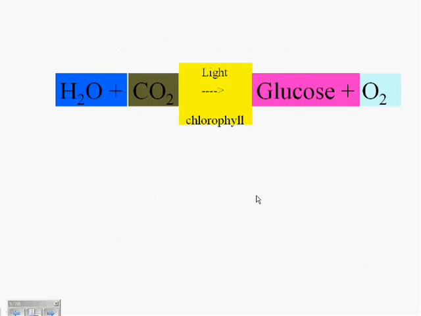Glucose and oxygen. Now, do you remember how many waters there were? And how many carbon dioxides? How many oxygens? And how many glucose? There's only one molecule of glucose, but it has 6 carbons, 12 hydrogens, and 6 oxygens. But it's only actually one molecule.